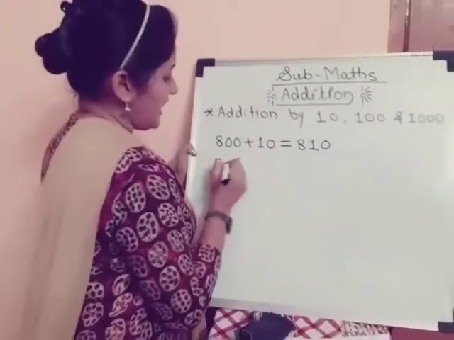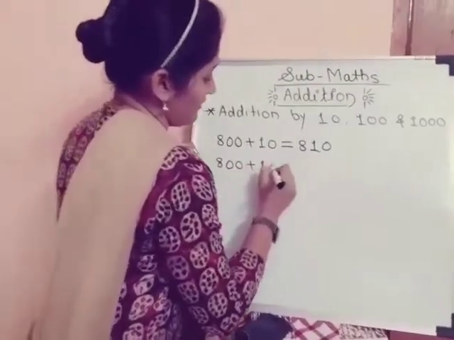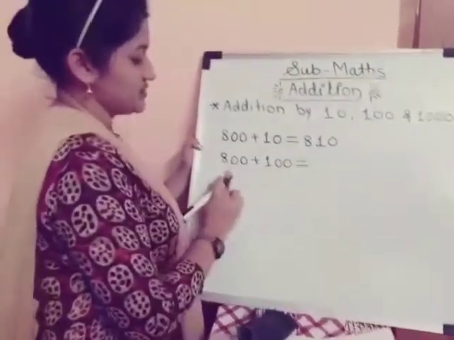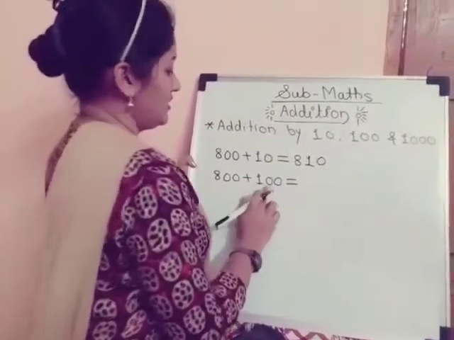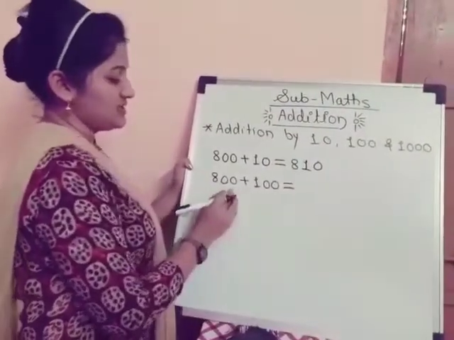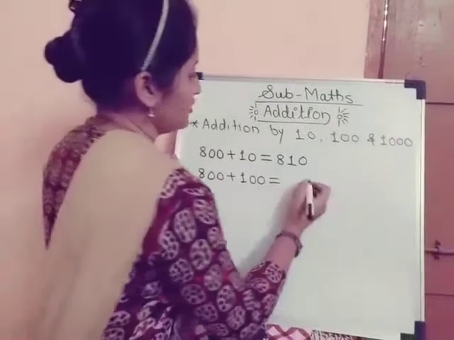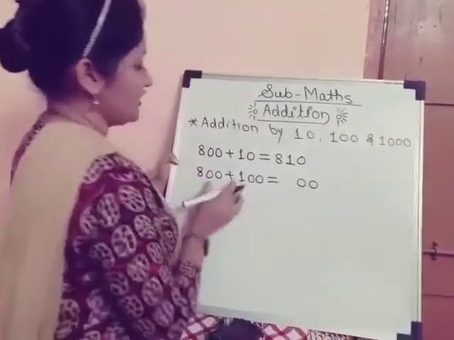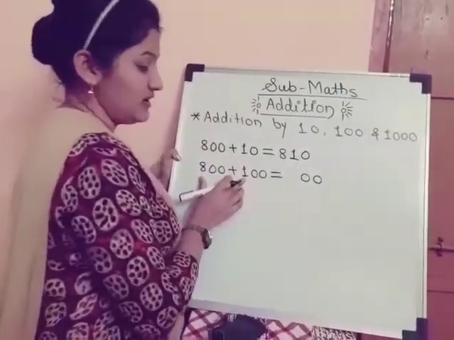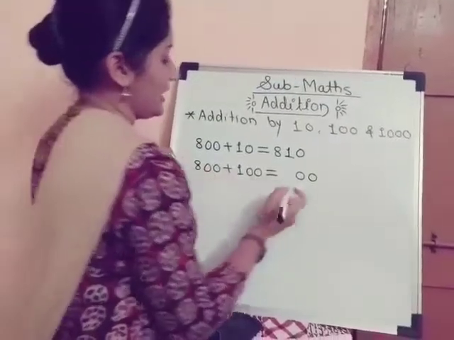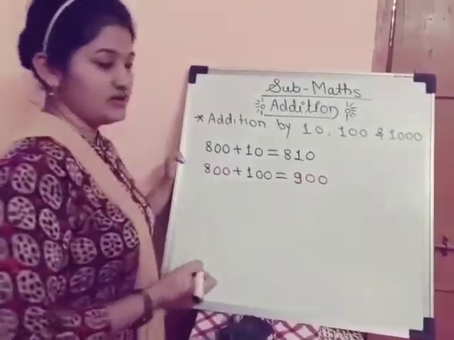The next rule is addition by 100. Addition by 100 is also simple. 800 plus 100. The digits at tens and ones place are 0. So directly you can put 0, 0 and you just have to add the digits at hundreds place, that is 1 and 8. 8 plus 1 is 9. 900.